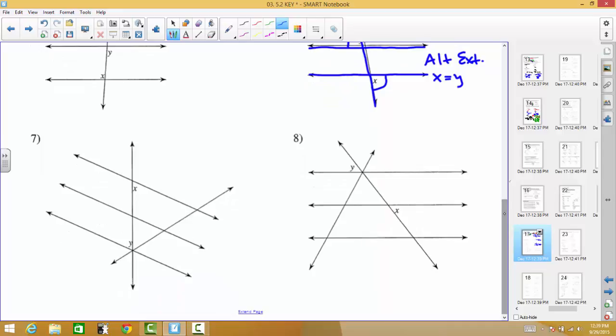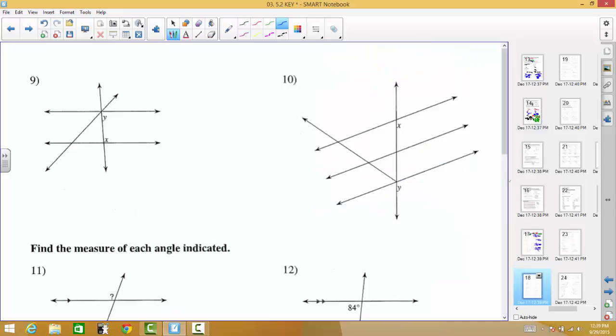Okay, in number 8, these are your parallel lines. This is your transversal. These are alternate exterior. There's a theme in this last column, so they are the same. In number 10, these are your parallel lines. This is your transversal, so you're looking here and here. Those are corresponding.